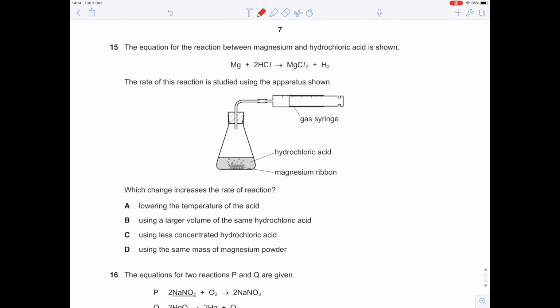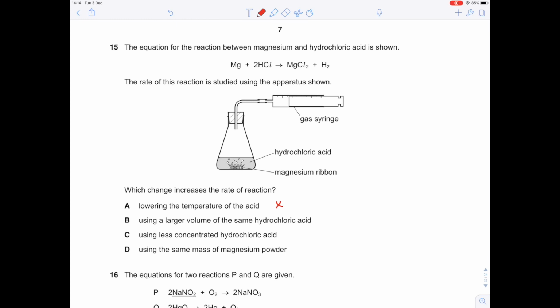The equation for the reaction between magnesium and hydrochloric acid is shown. The rate of this reaction is studied using the apparatus shown. What change increases the rate of reaction? Lowering the temperature of the acid? No, absolutely not. That would decrease the rate of reaction. Using a larger volume of the same hydrochloric acid? No, you've not really done anything. Remember, you have to change the concentration in order to change the rate of reaction.